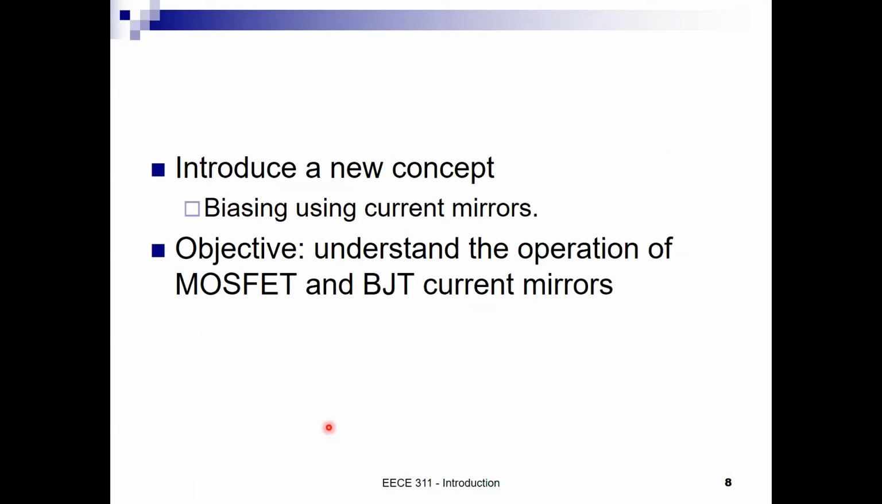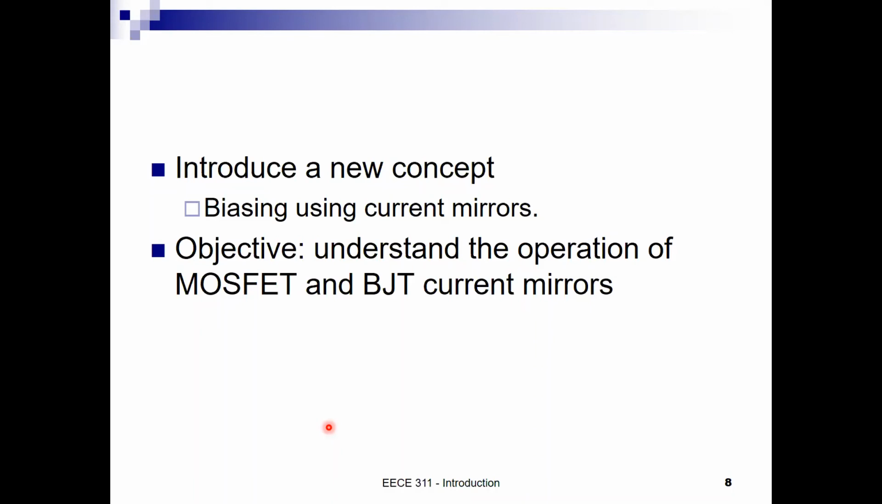How are we going to generate this current? We want to generate it using transistors and resistors, and the circuit that is used to generate this bias current is called a current mirror. Why is it called a current mirror? Let us take a look and brainstorm a little bit.